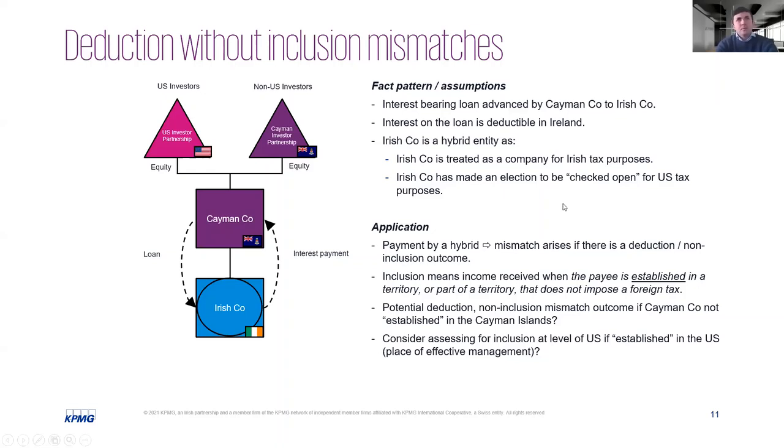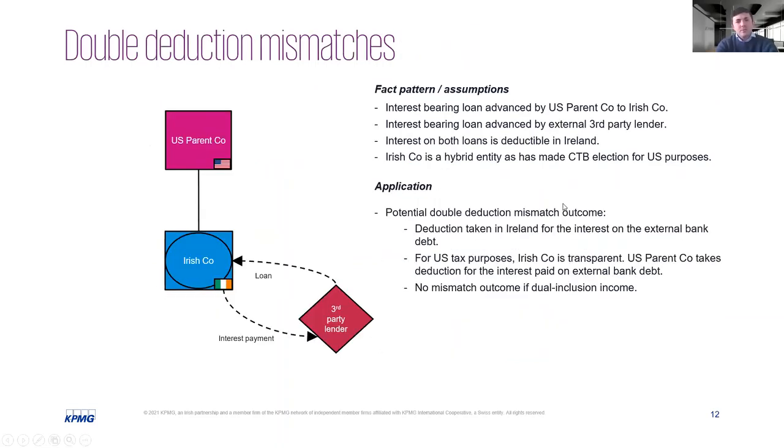Okay, so if we move on to the next category of mismatches that we're going to look at, these are the double deduction mismatches. And we've sort of talked briefly through them already, but to give a very simple example of when this could arise. So we have a US parent company here, and it has an Irish subsidiary. Again, the Irish subsidiary has made a check the box selection, so it's disregarded for US purposes. It's effectively treated as being a branch of the US company.